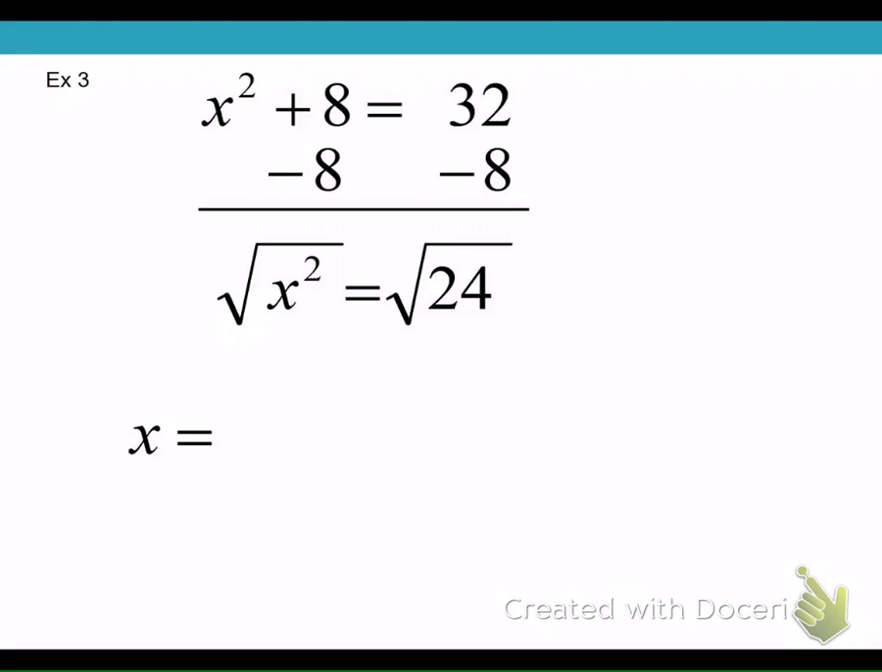It says 2. So when you do it in the calculator, you get like 4.89. Yeah. That will round to 4.9, and we're going to put plus or minus in front still.